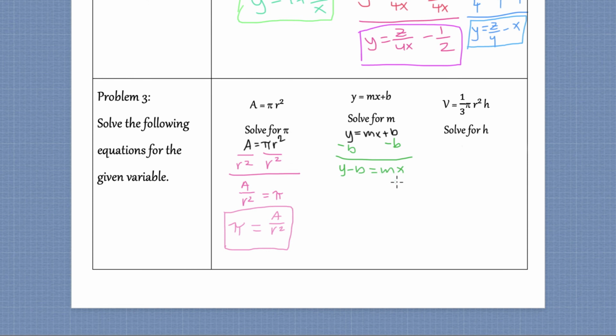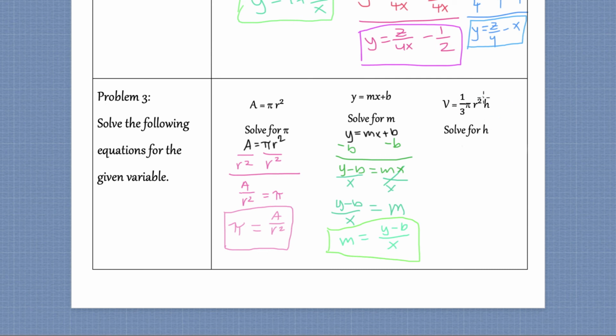And so now all we have to do to get m alone is divide this side by x, and then also divide the other side by x. And so we get y minus b over x is equal to mx divided by x, and the x's cancel each other out, so we get just m on this side. And to make this easier to read, we can write m is equal to y minus b over x. And that is our final answer.